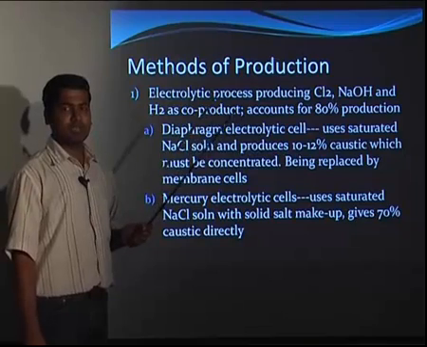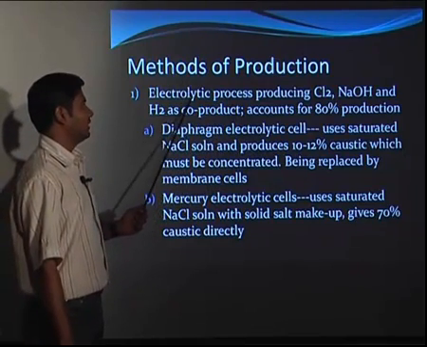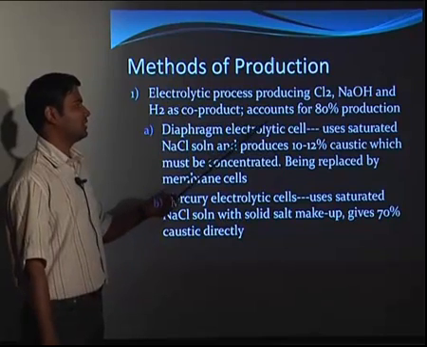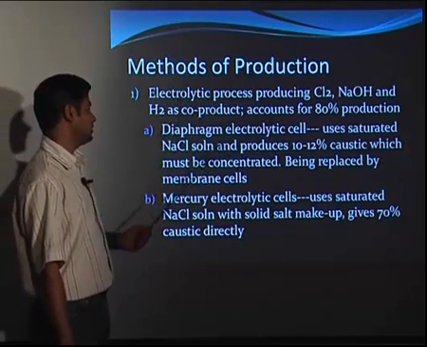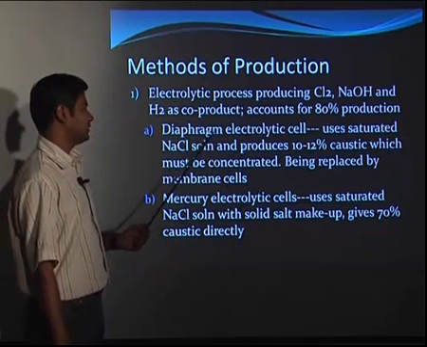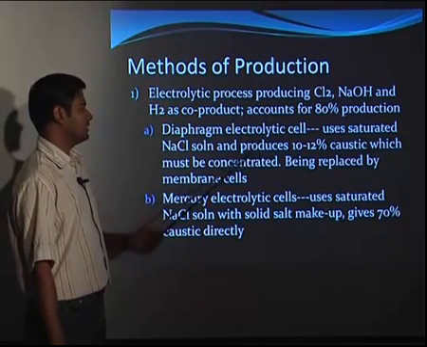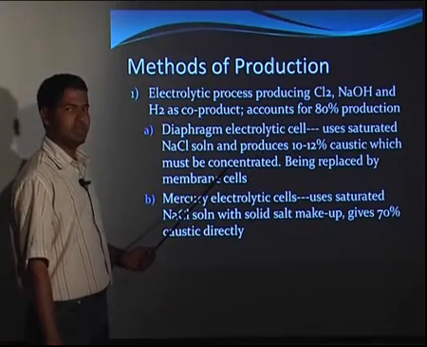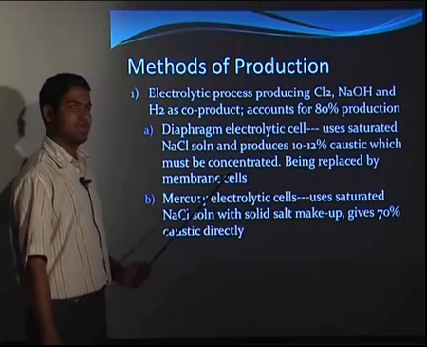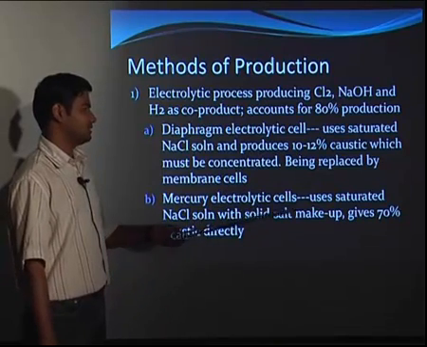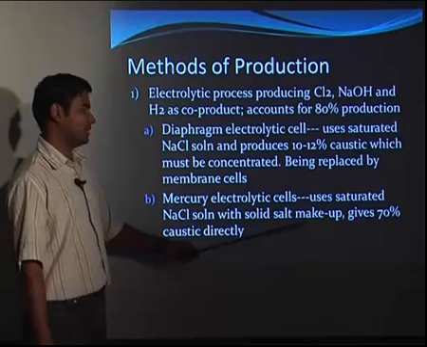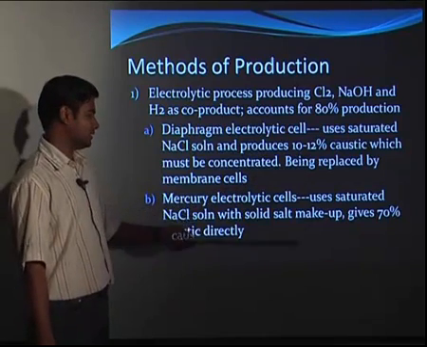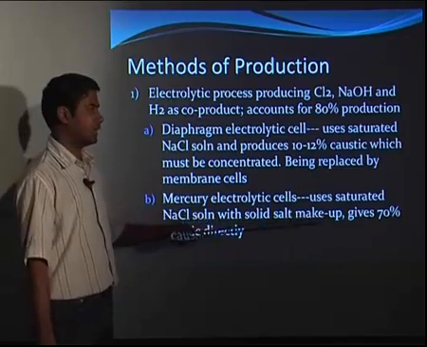Then there are various methods of production of chlorine and caustic soda. The electrolytic process produces chlorine, sodium hydroxide and hydrogen as co-products, and it accounts for 80% of production. In this also we have different electrolytic cells. The first one is the diaphragm electrolytic cell. It uses saturated brine solution and produces 10 to 12% caustic, which must be concentrated by evaporation of the water, and it is being replaced by membrane cells nowadays. Then mercury electrolytic cells use saturated brine solution with solid salt makeup and give about 70% caustic directly. So in diaphragm we get a very low concentration, whereas in mercury we get a higher percentage of caustic soda.